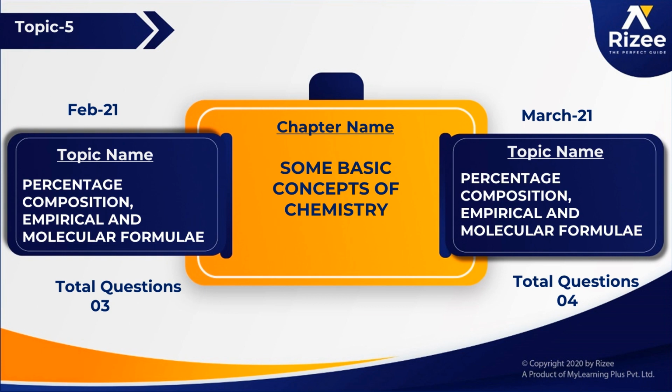Moving on to the next chapter, the same thing, some basic concepts of chemistry. Here one of the other important topics is the percentage composition, empirical and molecular formula. The total number of questions from this topic in February was 3 and in March was 4. So a total of 7 questions were given from the Feb and March 2021 JEE Mains exams.